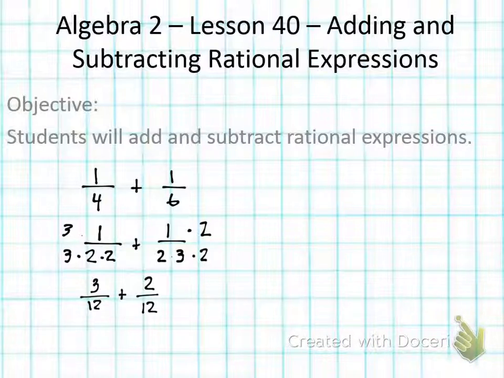So now since we have the same denominator, we just add them together. 3 plus 2 is 5. We add the numerators together, and we get the common denominator of 12. And that's your answer. Okay? Good?